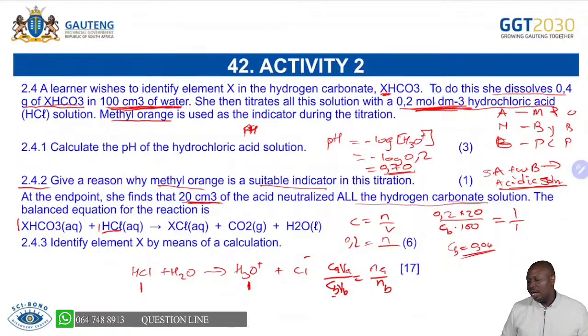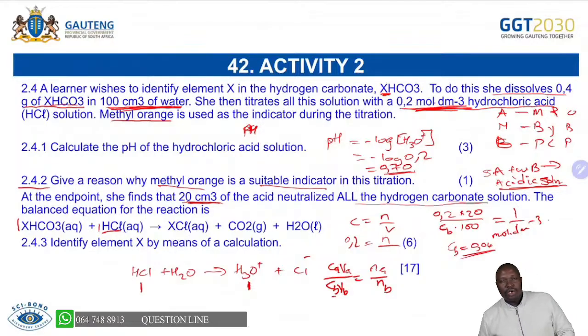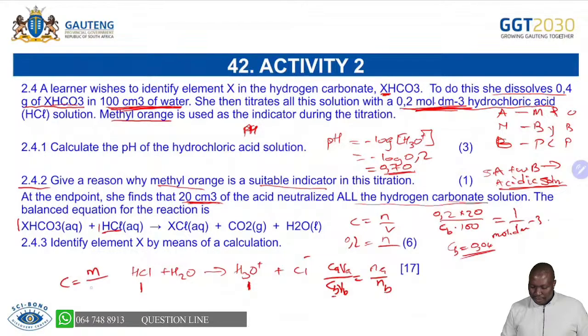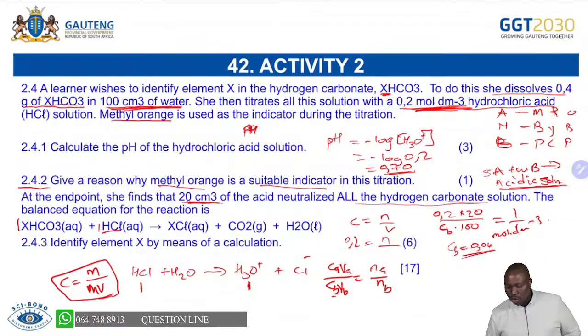So immediately when you have that, remember it's in moles per cubic decimeter. Once you have that, and then you wanted to identify the molar mass of that, in that case you know that the concentration is mass over molar mass times volume, and then that is going to help you in terms of finding out.